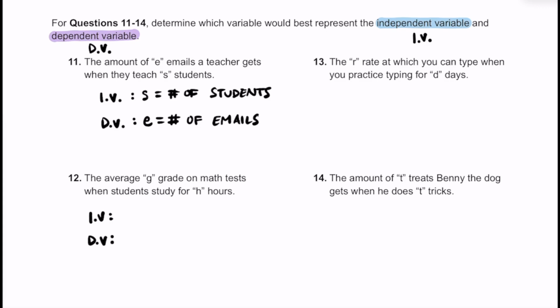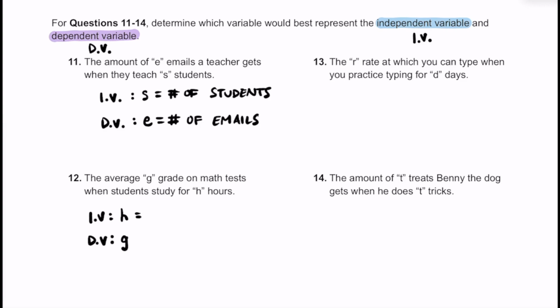And are we talking about G and H? Now, if you study more hours, does that impact your grade, or does your grade impact the hours? I guess you've got to see which one depends on which one. I would say that your grade is going to be the dependent variable here, and it would depend on how long you maybe study for, right? I think there's going to be a relationship there.